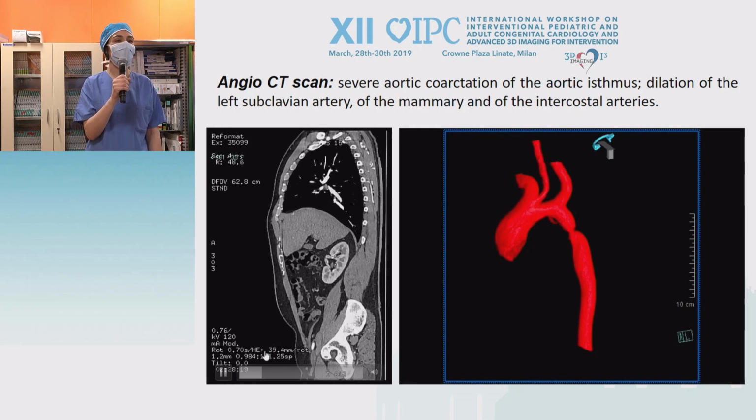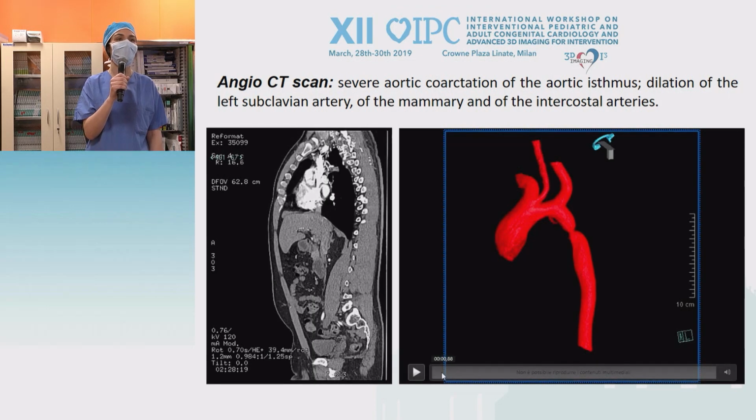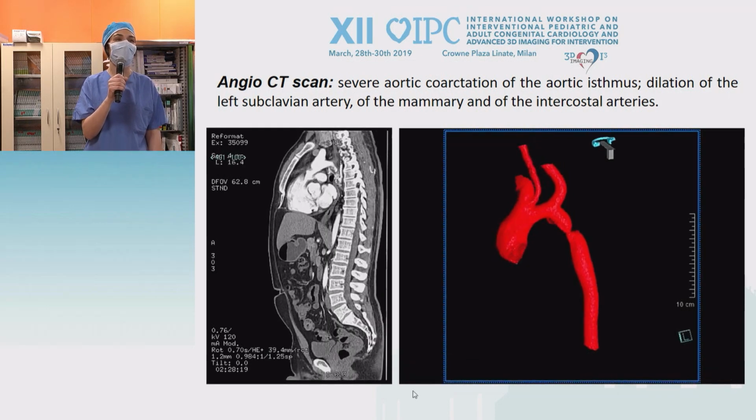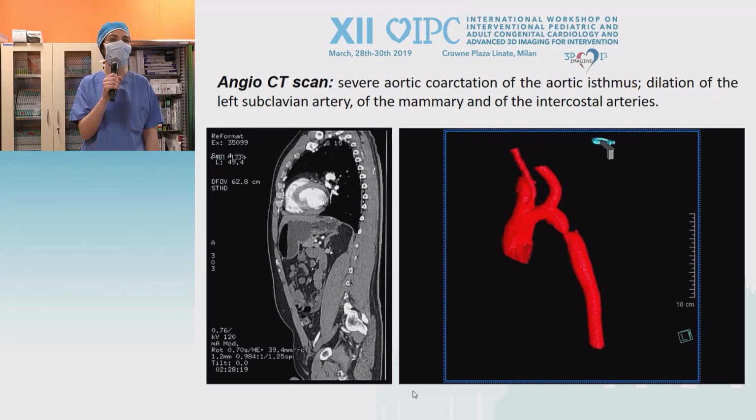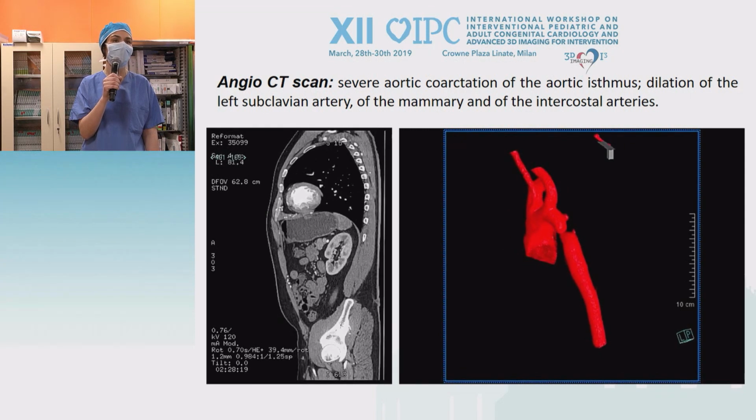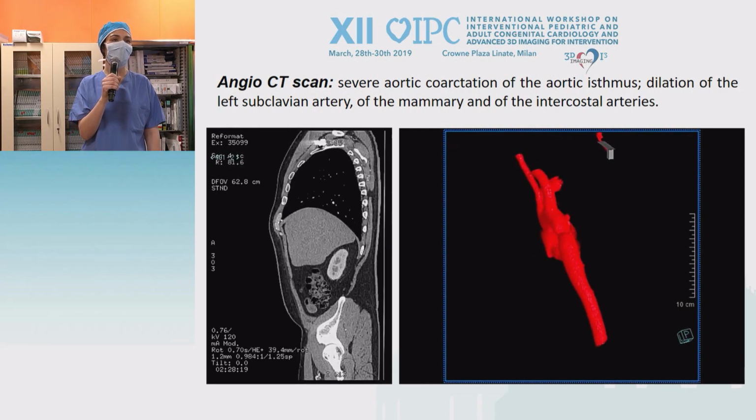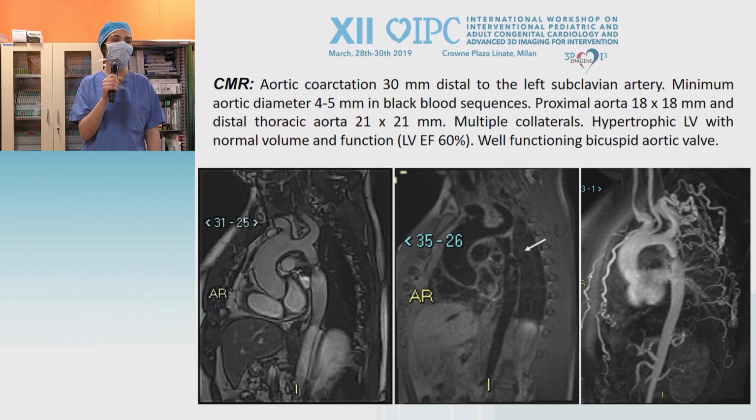We did a CT, so the CT confirmed the severe aortic coarctation, the dilation of the left subclavian artery and of the mammary and on all the intercostal arteries. This has been confirmed as well on the cardiac MRI.